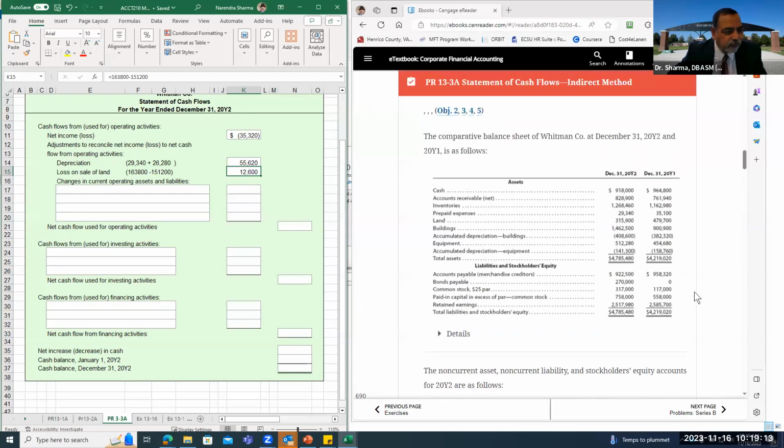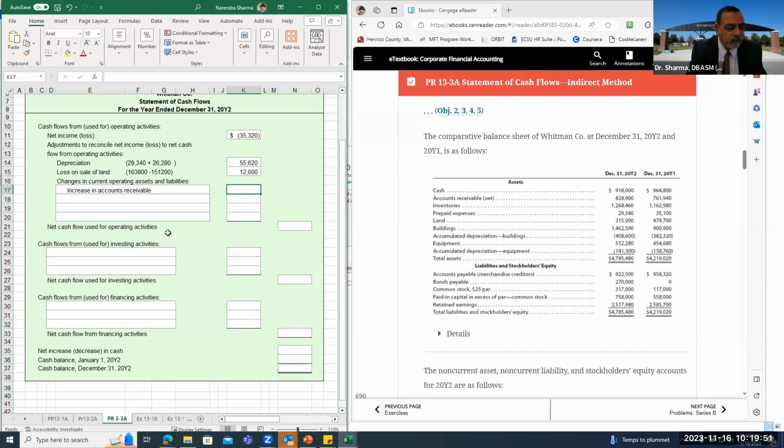Now what we are going to do is look at the changes in the current assets and current liabilities. First, accounts receivable, inventories, prepaid expenses, and then I have accounts payable. So I have 4 items to look at. Accounts receivable, let's see. Last year it was 761,940. Now it is 828,900. So there is an increase in accounts receivable, and increase in current asset is a negative item.